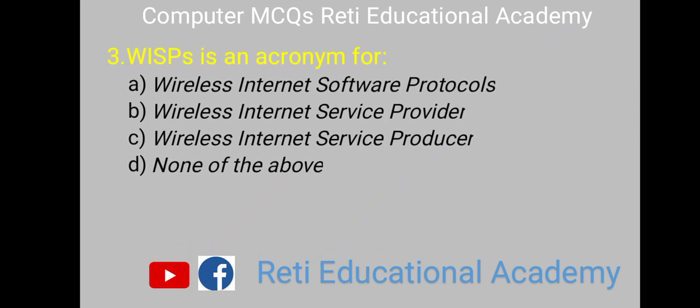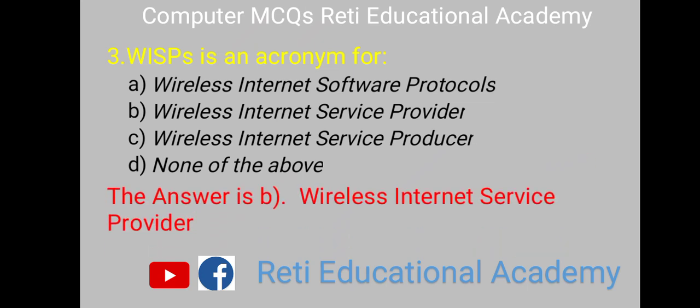MCQs number three. WISPs is an acronym for A, wireless internet software protocols. B, wireless internet service providers. C, wireless internet service producers. D, none of the above. And the right answer is B, wireless internet service provider.